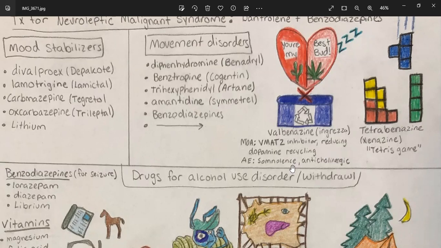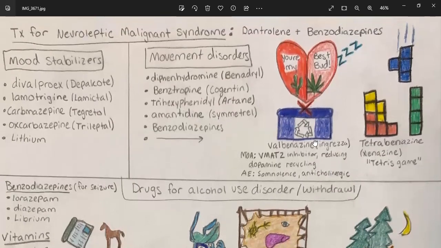And then adverse effects are somnolence. So we have the little sleepy Z's here. And anticholinergic, we have a cactus. And then we also have tetrabenazine. So if you guys remember the game Tetris, that's what's being shown here. And there was no MOA or adverse effects given. So it's just another drug for movement disorders.